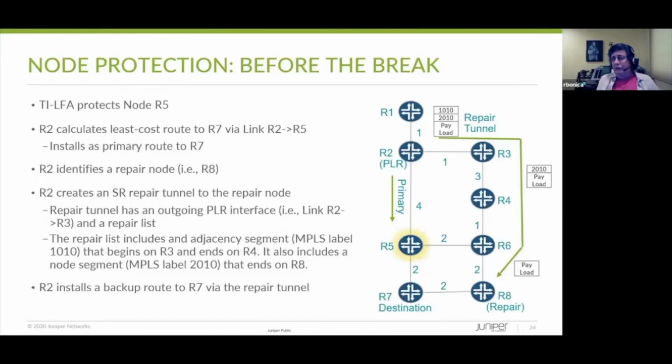R4 forwards the packet all the way to R6, and it does this because of label 2020. R8 receives the packet, pops label 2020, and forwards the packet the rest of the way. So what you see here is this repair tunnel, the green line, it didn't follow the IGP least cost path from R2 to R4. But it was traffic engineered in such a way that it pushed past the nodes that it would have otherwise had to go through.